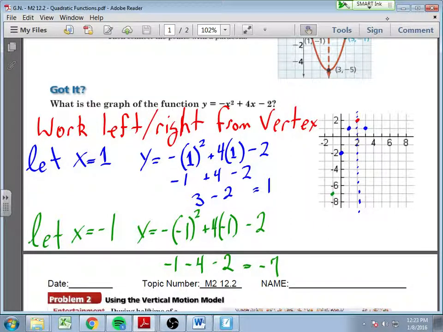So now at negative 1, I should be at negative 7. I forgot to reflect my point at 0. So if I have to go 2 to get back to the axis, I go 2 on the other side of the axis. Here at my negative 1, negative 7, I have to go 3 to get back to the axis. So I go 3 on the other side of the axis. And then I connect them, and I sketch, because parabolas are hard to be perfect, but I sketch what the parabola would look like.